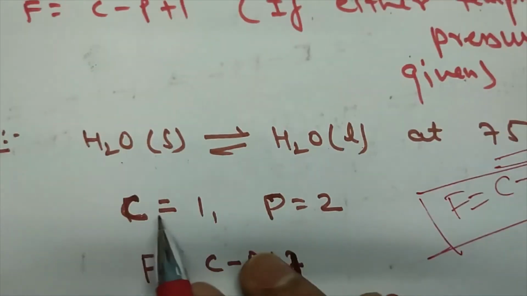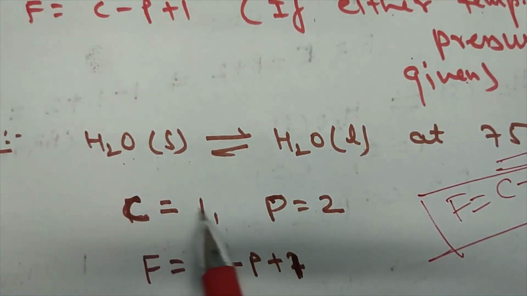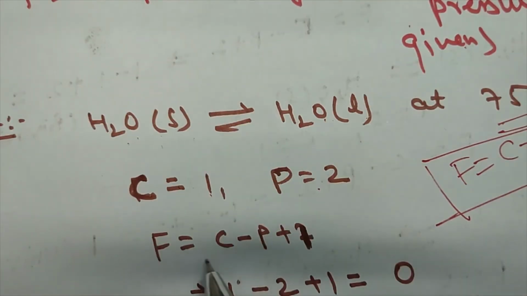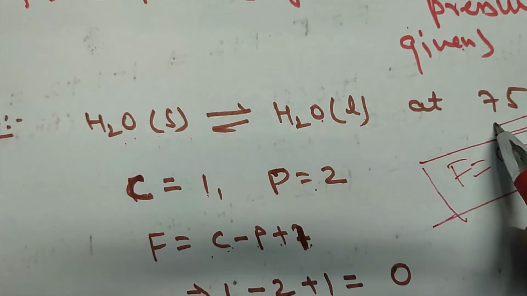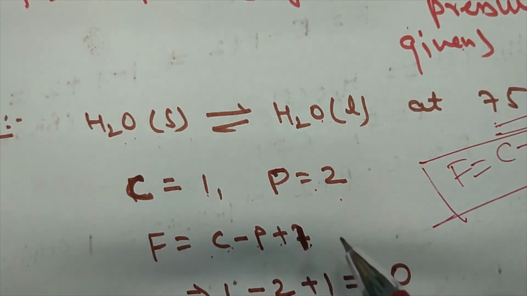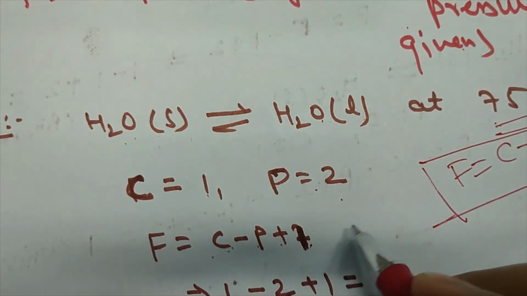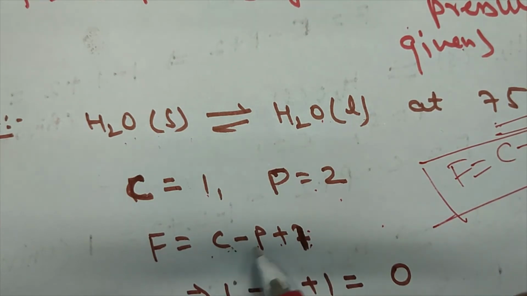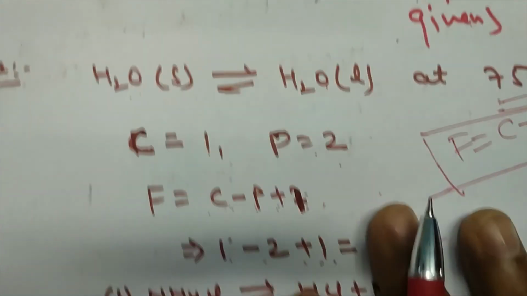Now how to calculate the degree of freedom? Component will be 1, phase will be 2, F is equal to C minus P plus 1. Because one thing is already given to you, you don't follow the formula with plus 2. You have to follow the formula C minus P plus 1. So 1 minus 2 plus 1 is equal to 0.